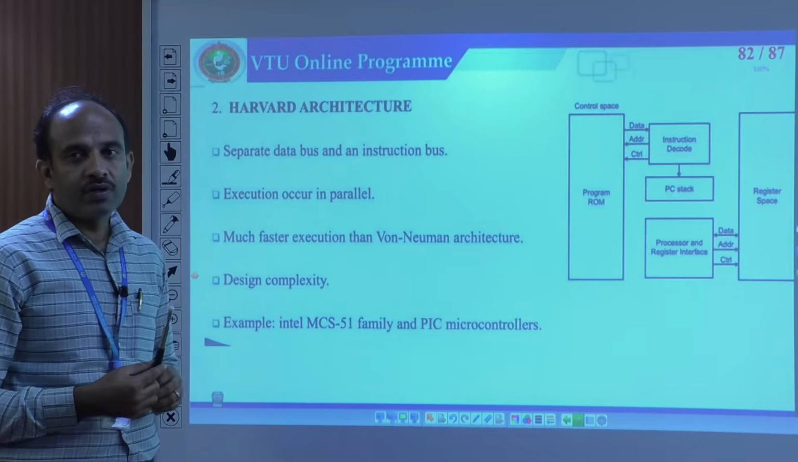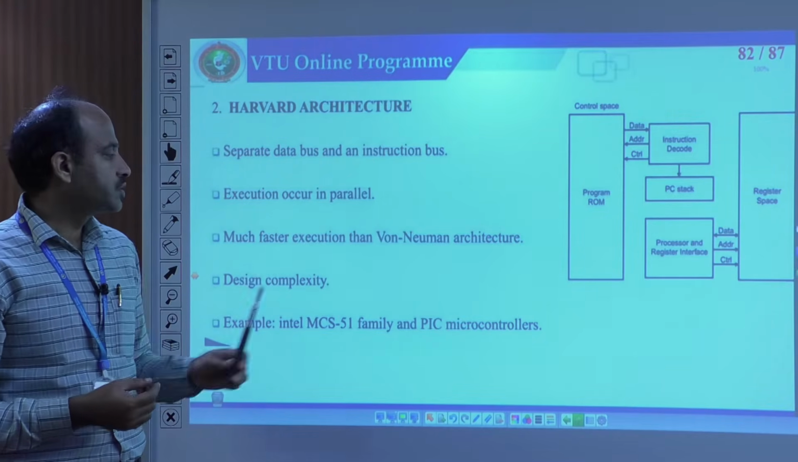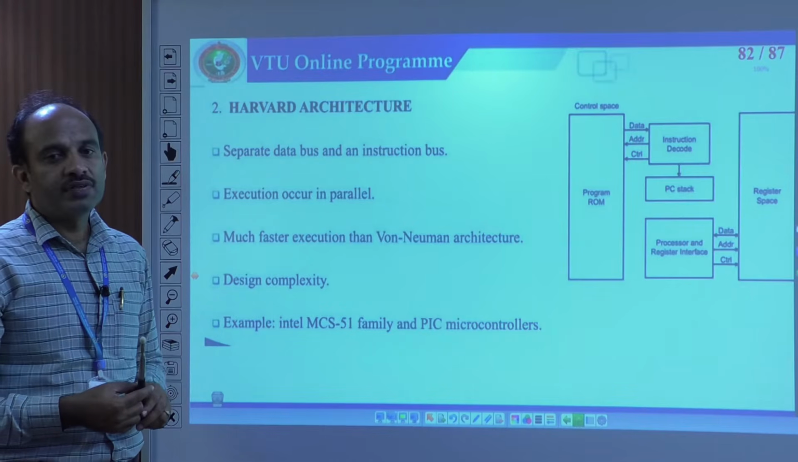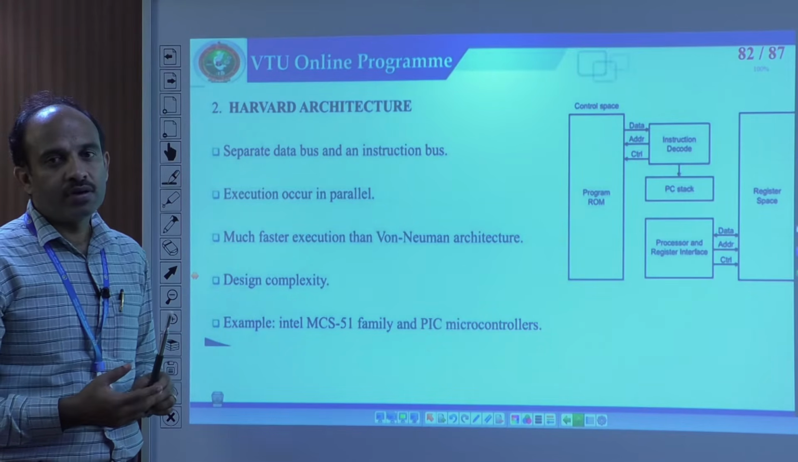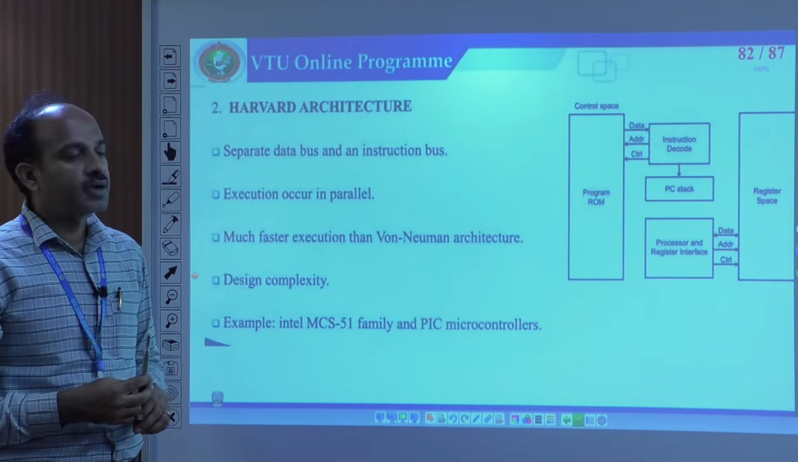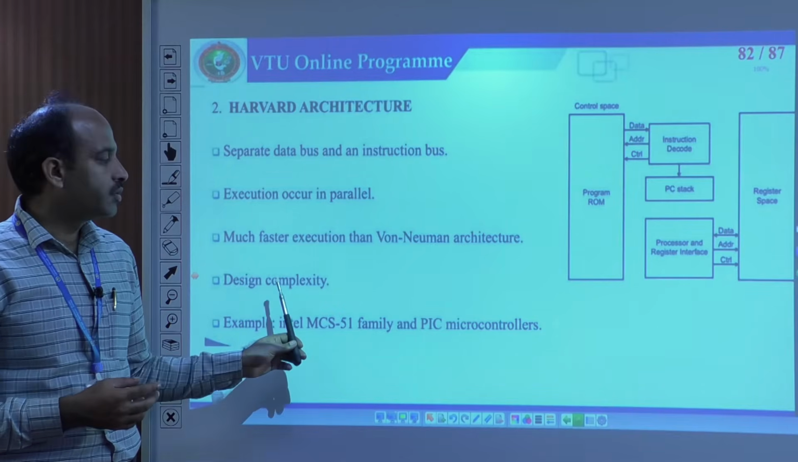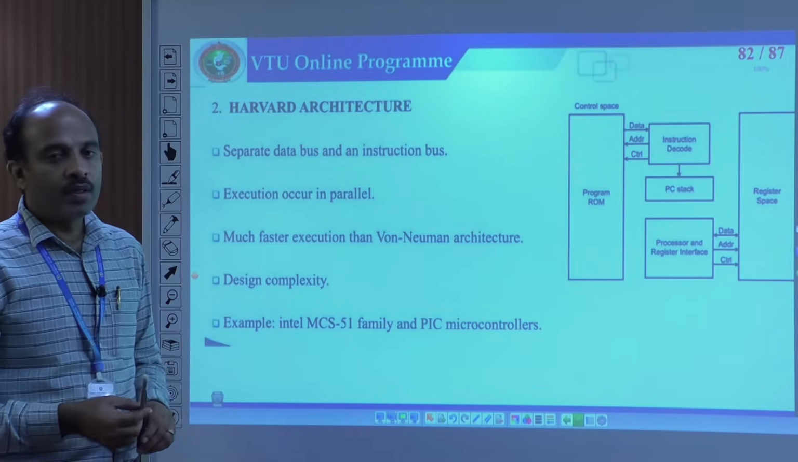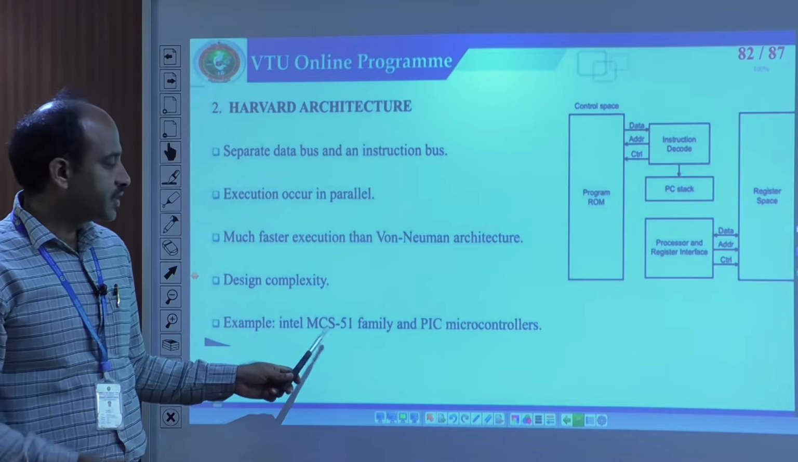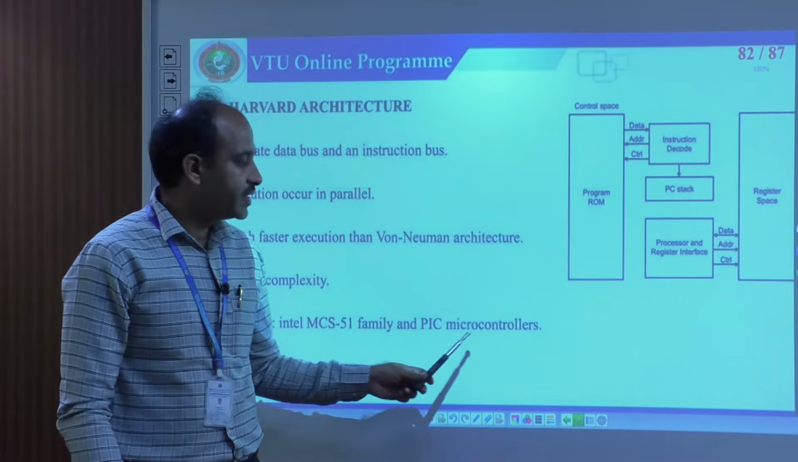So execution will also occur in parallel. Obviously, the execution speed is also faster. And obviously when parallel execution is there, the design of the system is also a bit more complex when you compare it to the von Neumann architecture. For example, you can see the Intel MCS 51 family and the PIC microcontrollers.